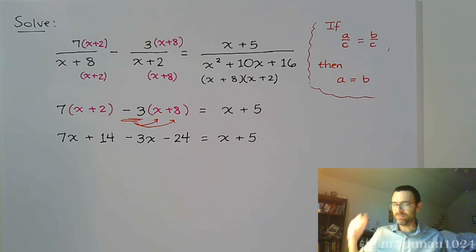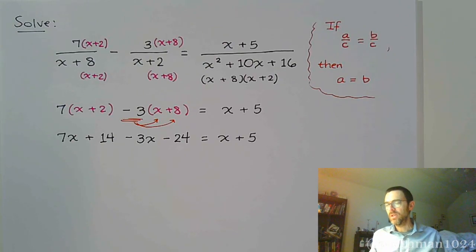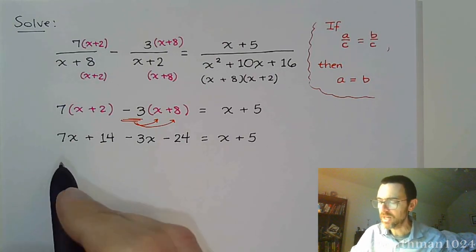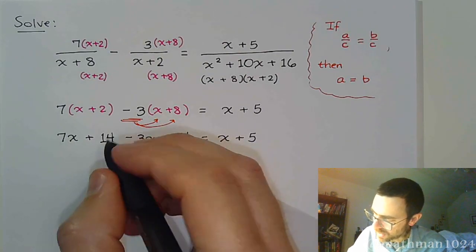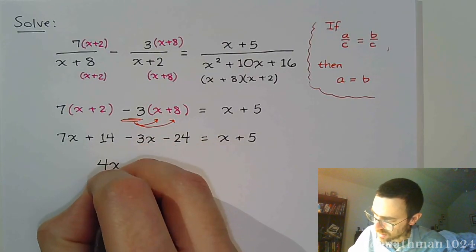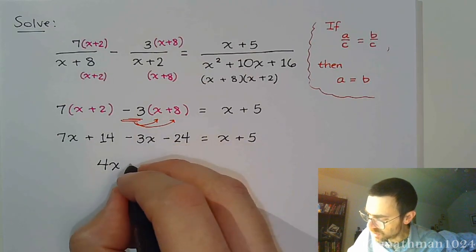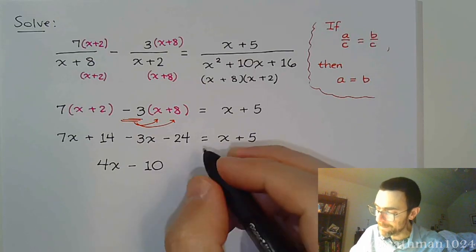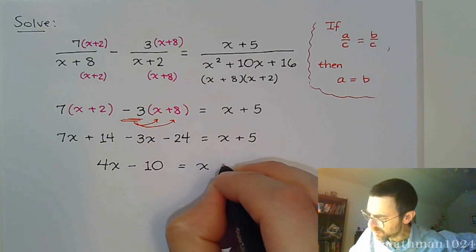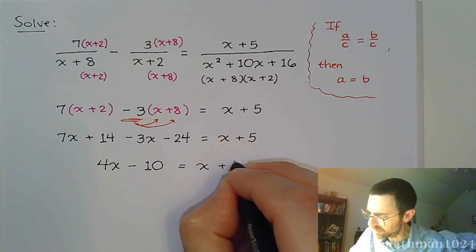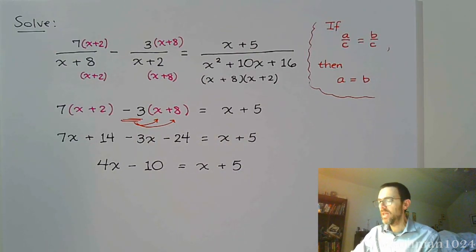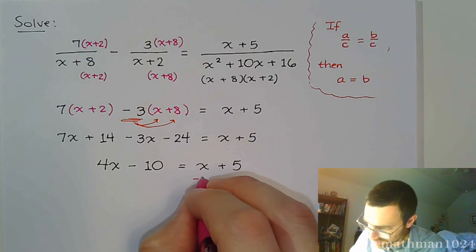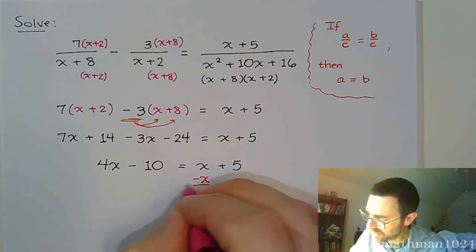Now before we do that, let's go ahead and take a few moments to simplify and clean up the left side of the equation. So 7x minus 3x is 4x, plus 14 minus 24 is negative 10. And then x plus 5, there was nothing to simplify, so we'll just bring it down like that. Again, it's a linear equation. Let's get all of the variables to one side. So here, I would move all of the variable terms to the left by subtracting x.